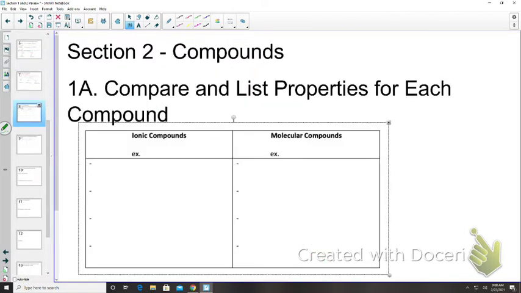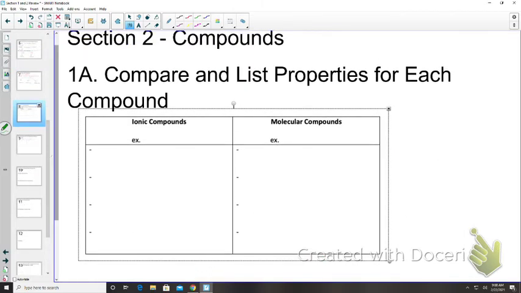Okay, compare and contrast between ionic and molecular compounds. So, what is an ionic compound? We should all know this. Metal and a non-metal. Metal and a non-metal.